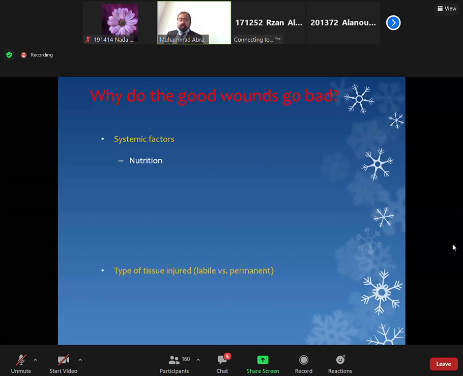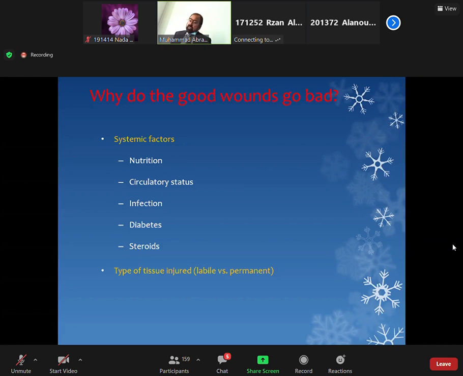Systemic factors, number one, nutrition. If the patient has good nutrition, good proteins, good vitamin C, it will help the wound. Circulatory status, if there is a good blood supply to that area. Infection, if it does not have infections. Diabetes, diabetic patients usually take a longer time; if somebody has no diabetes, they will recover sooner. Steroids, we should not give steroids to these patients. Steroids are basically anti-inflammatory, so if you give them, they will stop or delay the repair process.